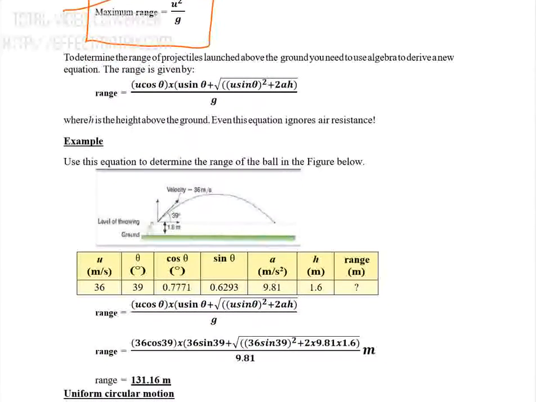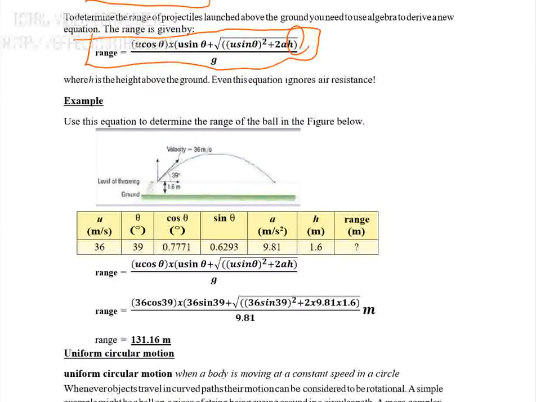45 degree. And if the object is launched from some height from the ground, you must determine the range by using this equation. In this equation we have one new value, h. This h is the height from which the projectile is launched. For example, we have one projectile here. As you see, the velocity of the object is 36 and it is launched at an angle of 39 degree, and it's launched 1.6 meter above the ground.